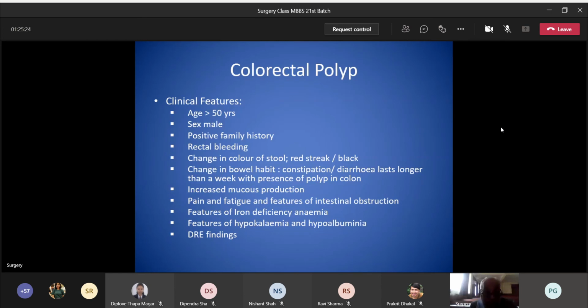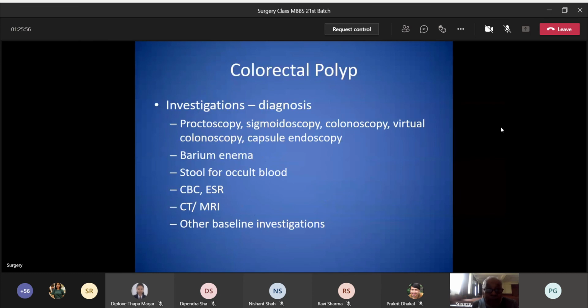And always you do digital rectal examination and you see the finding. So if you see a male with more than 50 years with family history of polyps and rectal bleeding, change in bowel habit, and they have features of anemia, like iron deficiency, then they have hypoalbuminemia, the swelling of the leg or face, and urinary problem. If you do a DRE and you find the polyps, always think of colorectal polyps.